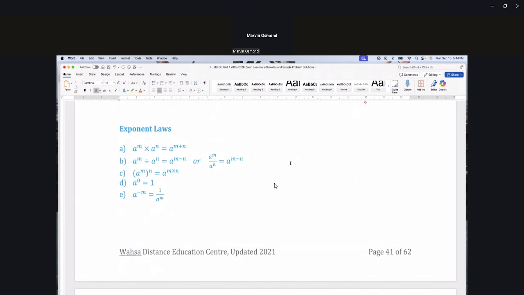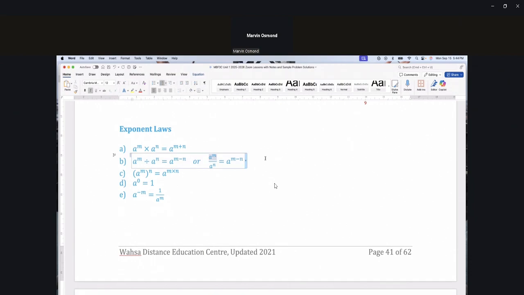The next one is the division law. So when we divide two powers with the same base, we subtract the exponents. So a to the power m divided by a to the power n is equal to a to the power m minus n. Now that can be written like this, but typically in high level mathematics, so grade 11, grade 12, and university, we write division this way over here.